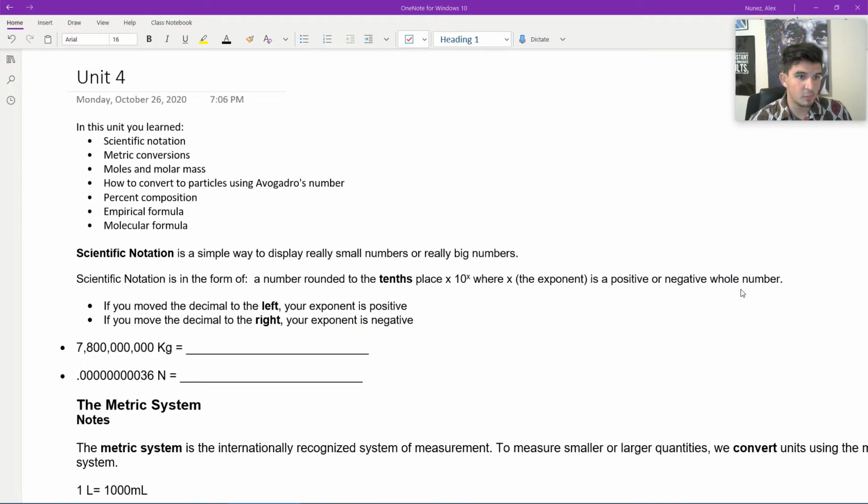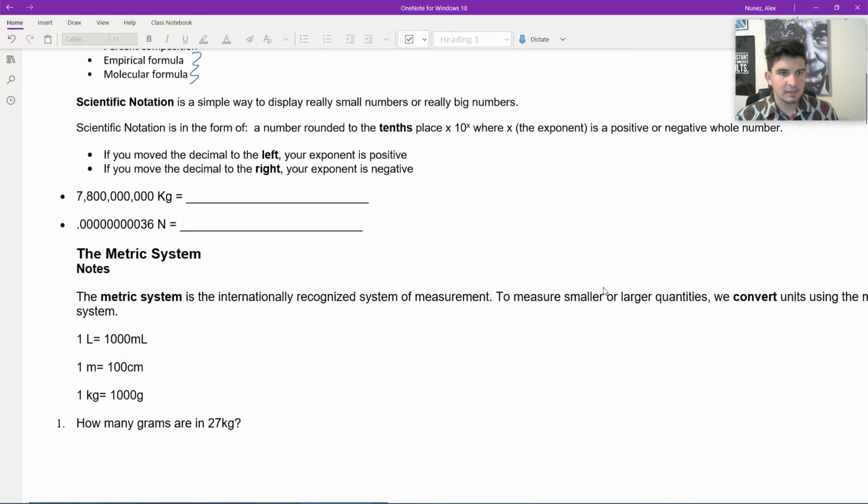In this unit, we learned scientific notation, metric conversions, moles and molar mass, how to convert to particles using Avogadro's number, percent composition, the empirical formula, and the molecular formula. Apologies to my class, we didn't actually make it to these two, but we were supposed to use them, so I am going to cover them here. Let's start with the easiest, scientific notation.